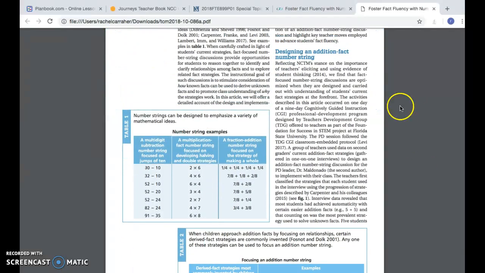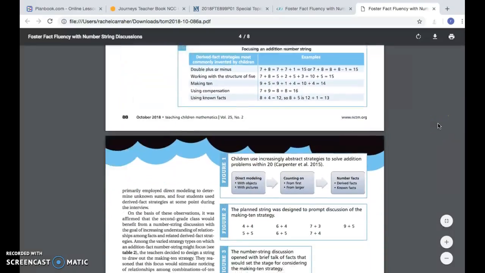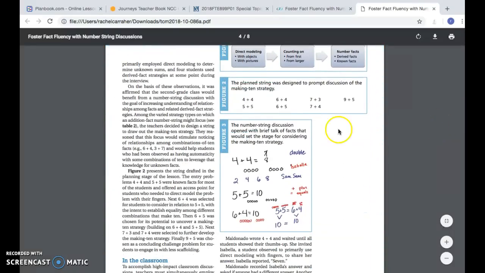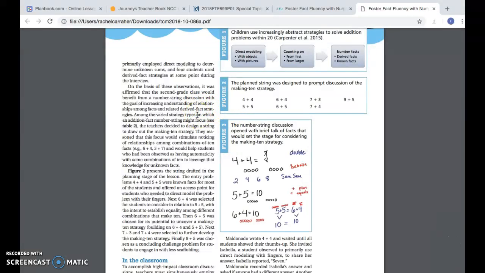So this teacher that is carrying this out in her classroom wants to know whether her students understand the relationship among facts and related derived fact strategies. So she's not caring so much about what they know within the timed test, but how they got to that answer. And so first she started with 4 plus 4 and 5 plus 5, because those were the most known facts for most of the students, and offered a point for those who needed to use their fingers that they could.